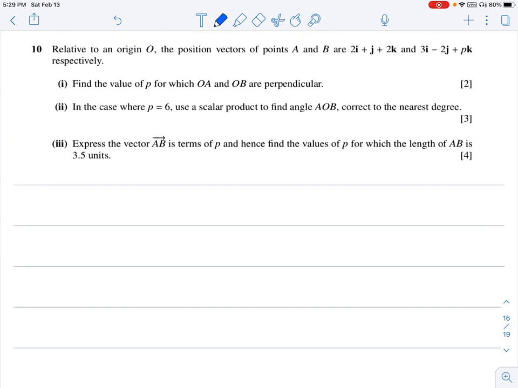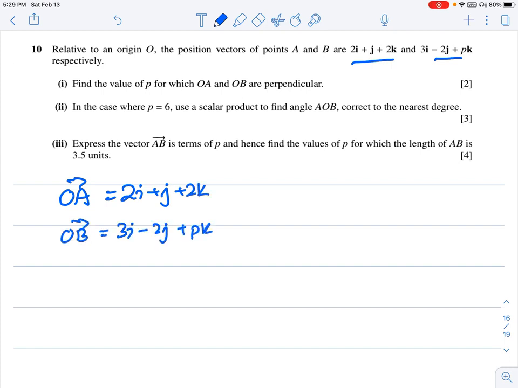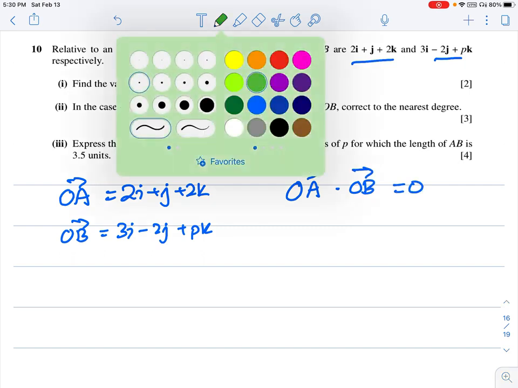Question number 10. Related to origin, OA and OB are given. So OA is equal to 2i plus j plus 2k. OB is equal to 3i minus 2j plus pk. OA and OB are perpendicular. OA and OB are perpendicular means OA dot OB should be equal to 0. So their dot product should be equal to 0.